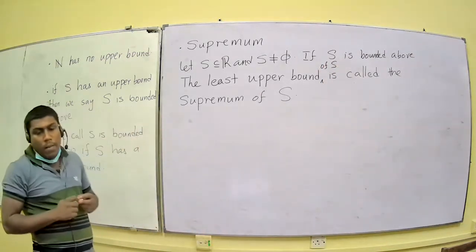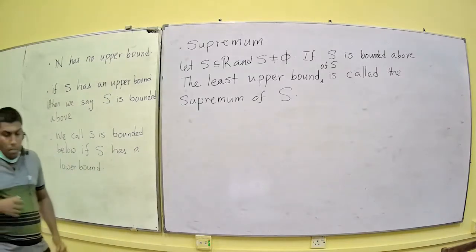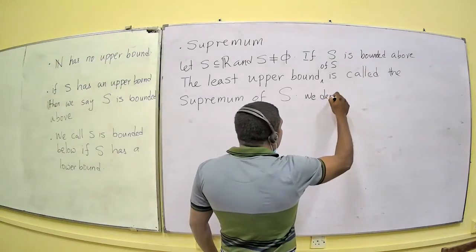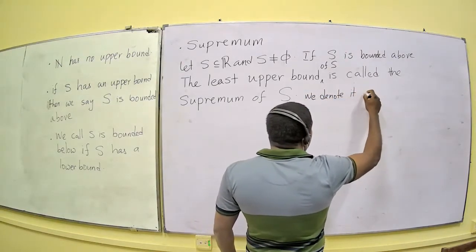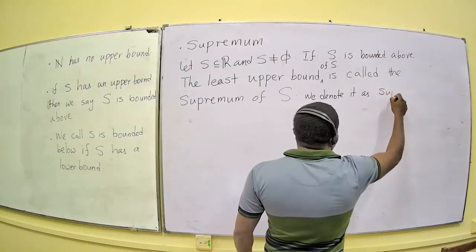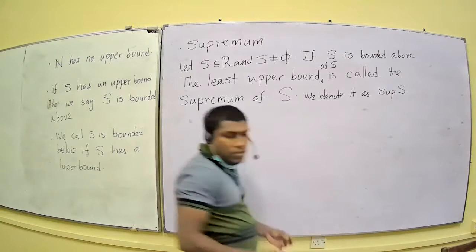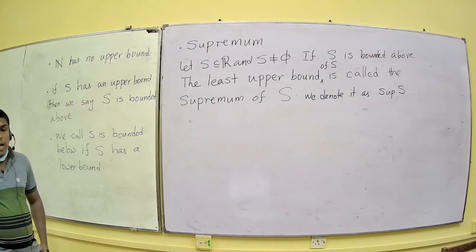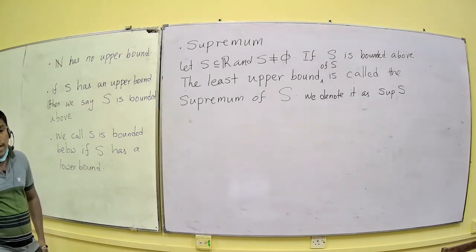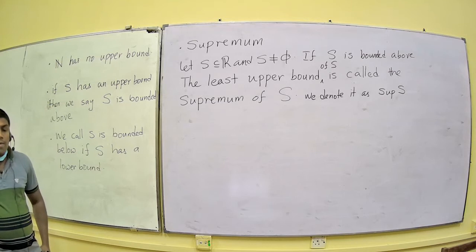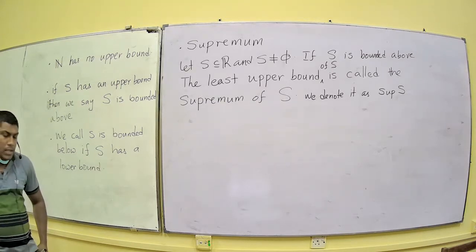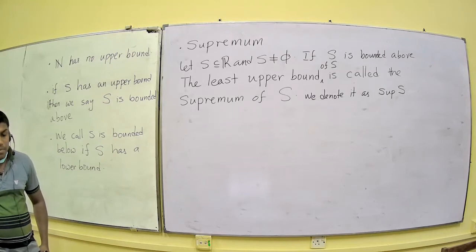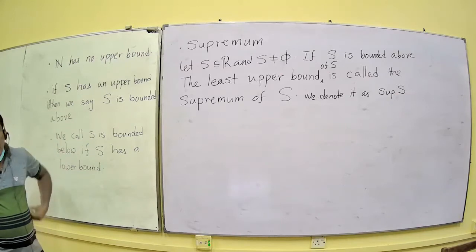is called the supremum of S. We write it as sup S. This is the notation we are going to use for supremum. So instead of writing supremum in full, we will say sup S. That means it is the least upper bound of the set.